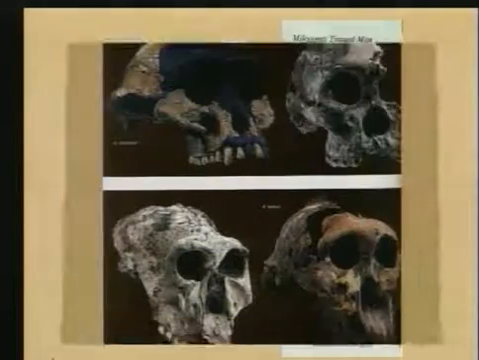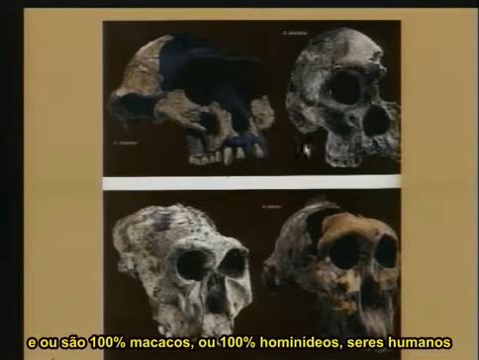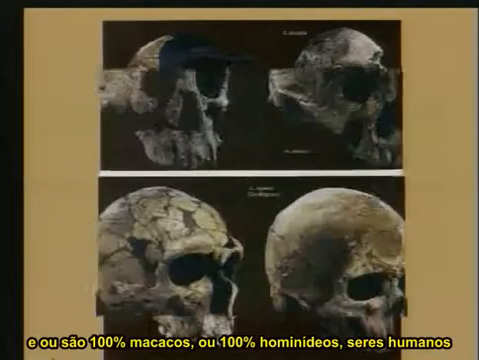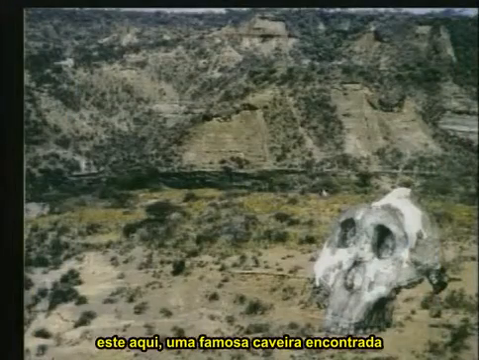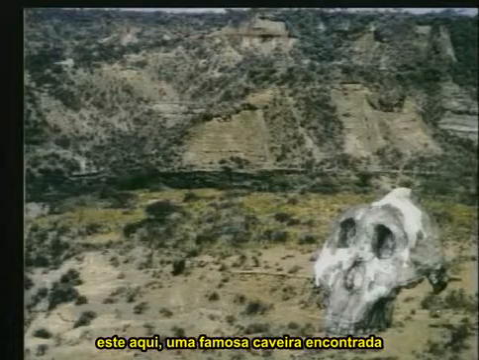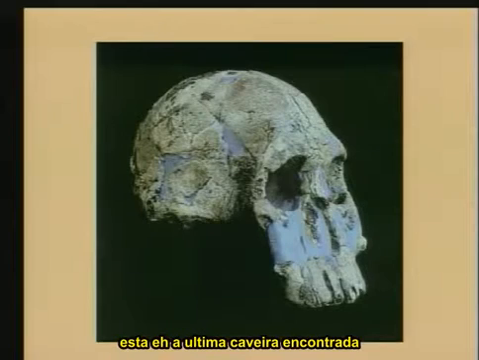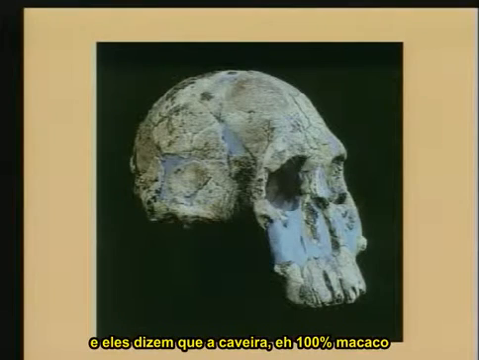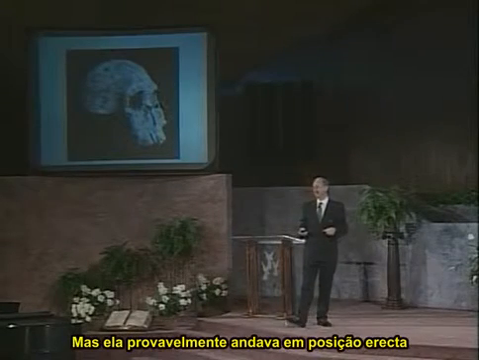That's their lineage. And their most famous fossils were found at Olduvai Gorge, and all of them are either 100% ape or they are 100% hominid, human-like. This one over here, Olduvai Bed 2, they find this famous skull, which is skull 1470 from the Kenya Museum. There it is. That is the ultimate in-between fossil. That's what they've got of him. That's it. And they say the skull is 100% ape. No doubt, he's an ape.